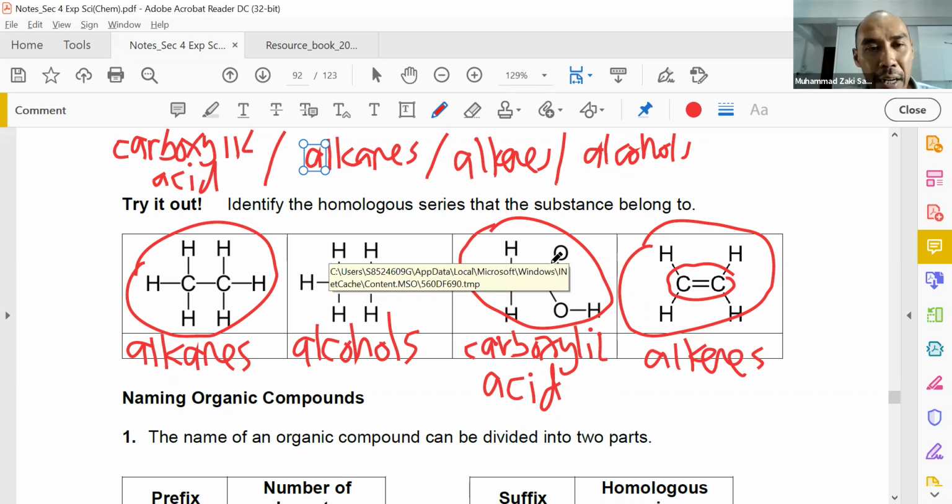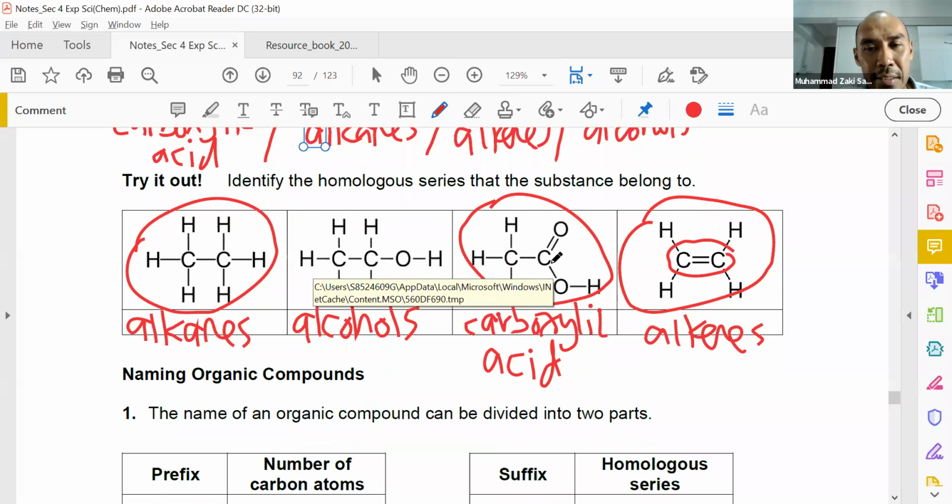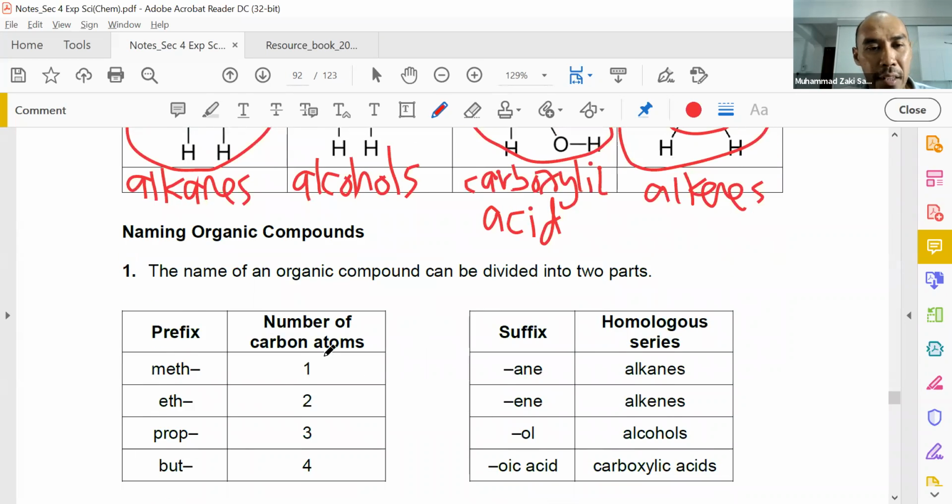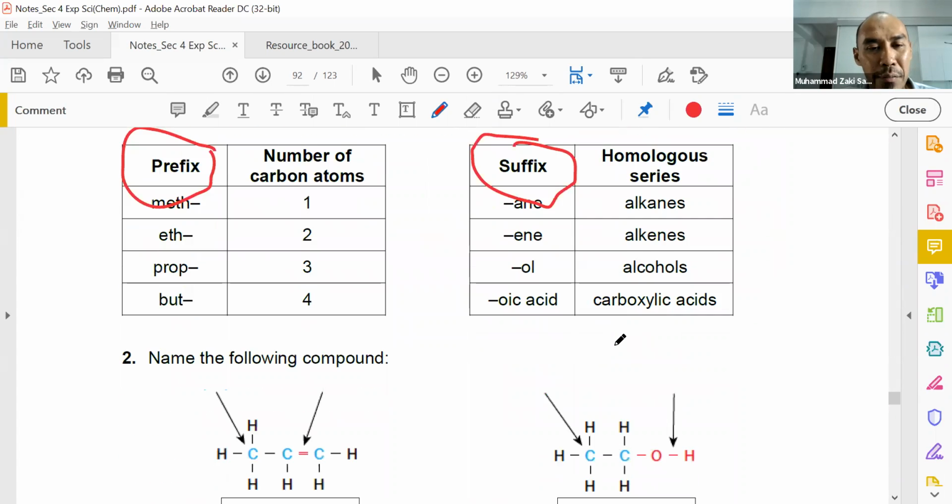Just now I've told you before, right? You need to learn how to name the compounds. There are two parts: the front name and the behind name, the prefix and the suffix. Let's try to name this compound.